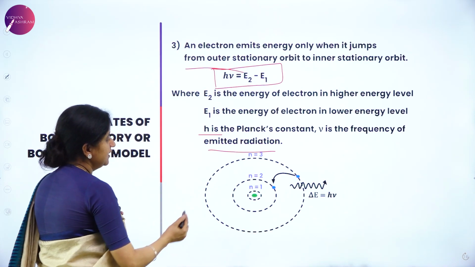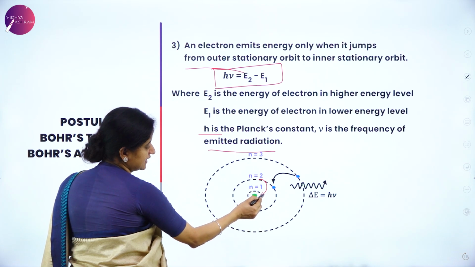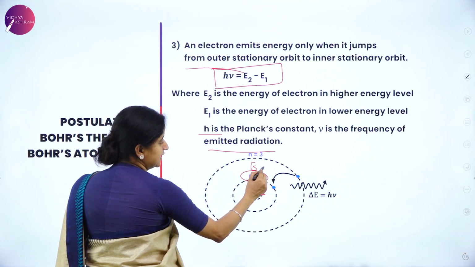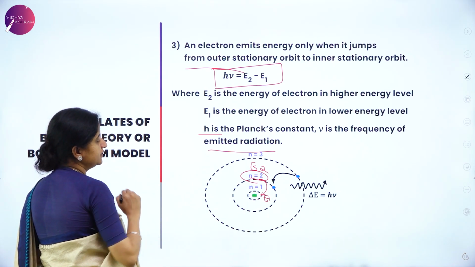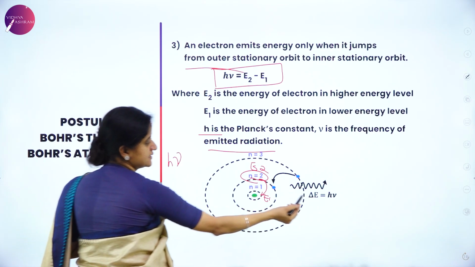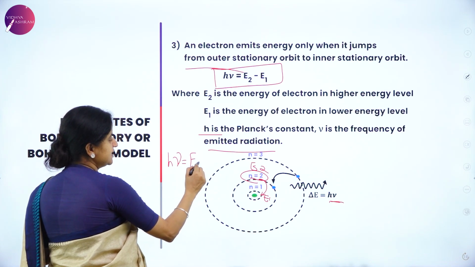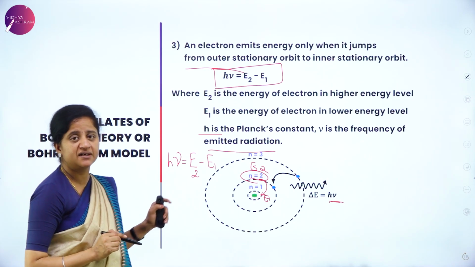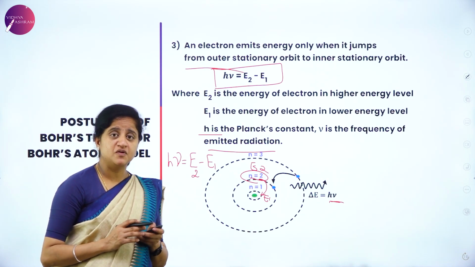Say for example, now the electron is in the second orbit, and it is jumping from the second to the first orbit. In the second orbit the energy is E2 and in the first orbit the energy is E1. Then according to the third postulate, the energy emitted by an electron, that is h nu, is equal to the difference between the energies, from higher energy level to lower energy level, that is E2 minus E1. So these are the postulates of Bohr's atomic theory.